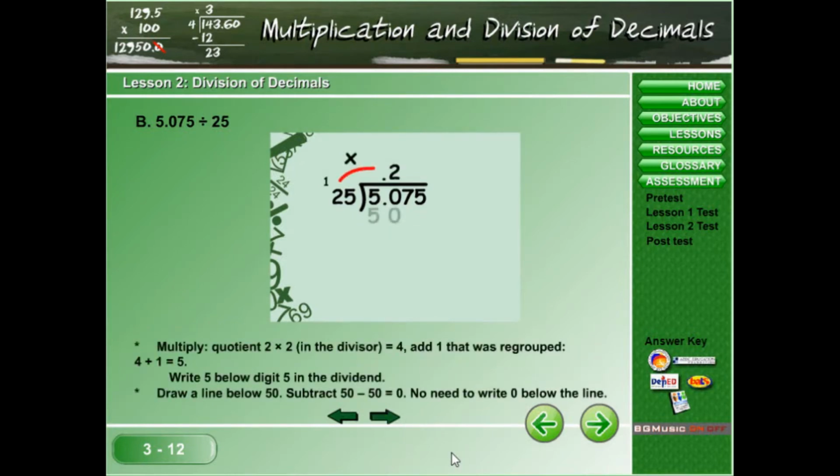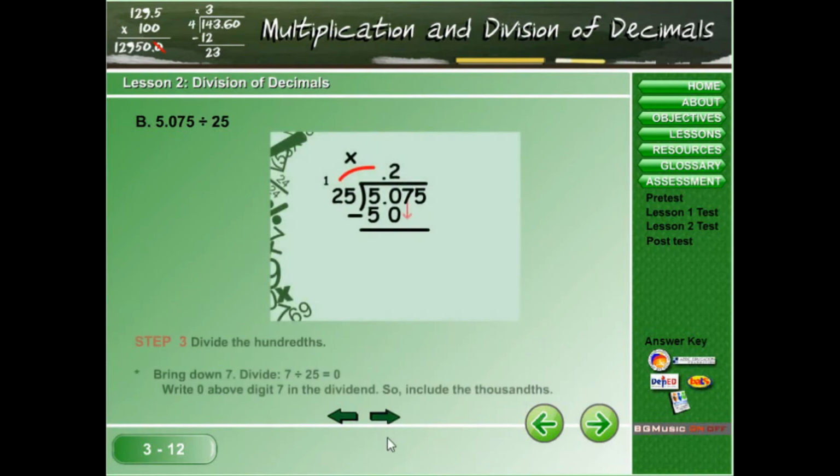Multiply. Quotient 2 times 2 in the divisor equals 4. Add 1 that was regrouped. 4 plus 1 equals 5. Write 5 below digit 5 in the dividend. Draw a line below 50. Subtract 50 minus 50 equals 0. No need to write 0 below the line. Step 3. Divide the hundreds. Bring down 7. Divide. 7 divided by 25 equals 0. Write 0 above digit 7 in the dividend. So, include the thousands.